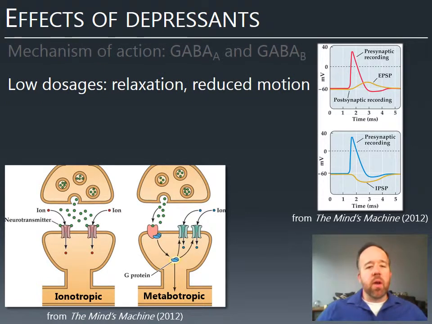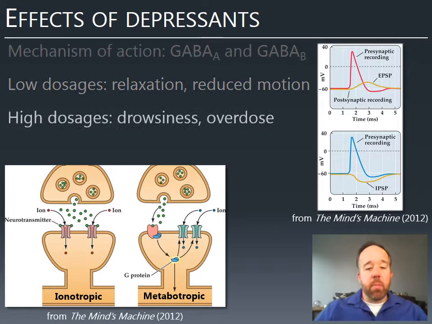So in low dosages, you get relaxation, reduced motion. So again, sort of a small decrease in activity. Of course, if you bump up the dosage, you're going to get a bigger decrease in the activity in the brain. And so eventually that'll put you to sleep in a high enough dose. And of course, in a really high dose, you'll interfere with your autonomic processes, things like respiration. So with enough of a depressant, you'll stop breathing. And that is one of the dangers of overdosing on depressants, is death through such a marked decrease in activity that your autonomic functions stop altogether.